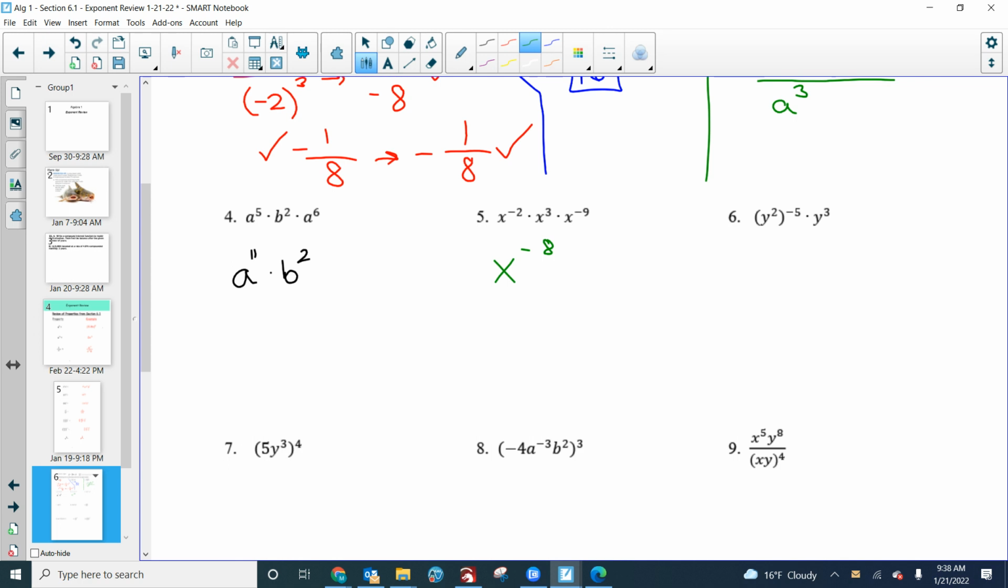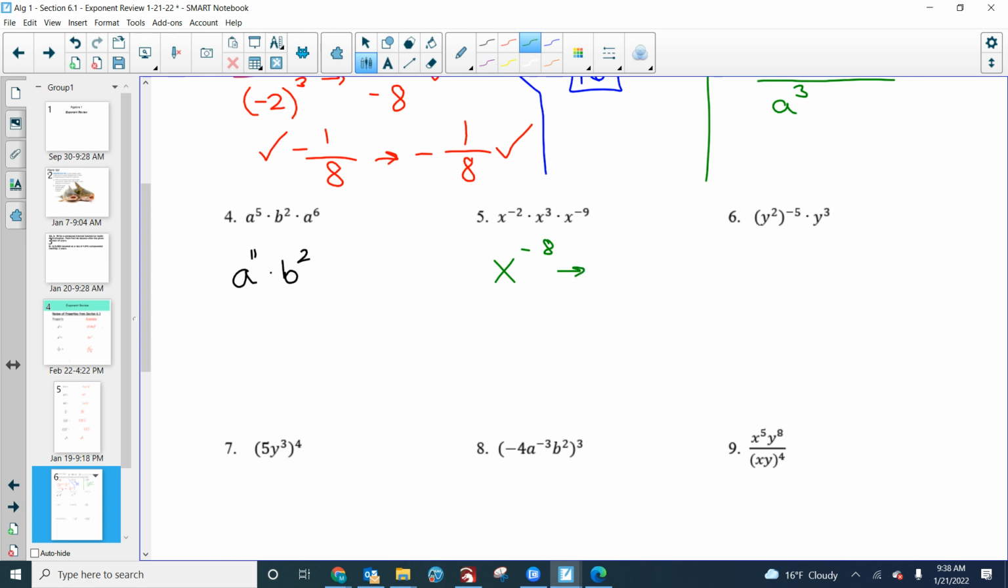Yes. Because we have an x term times an x term times an x term. We're going to add their exponents. We're going to add them up. And what do you get? X to the -8. But that's not good enough. In our lives, we're not going to stay negative. We want to become more positive.